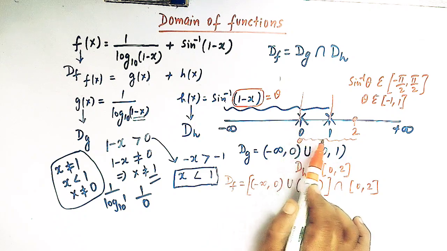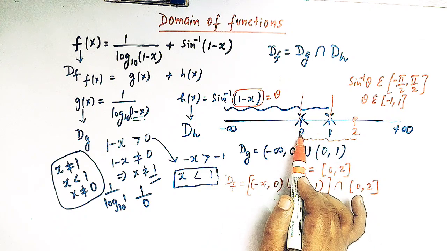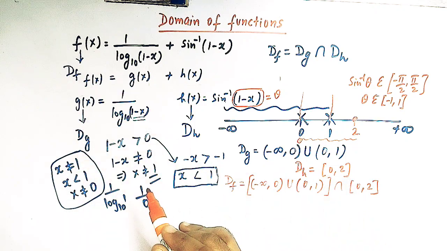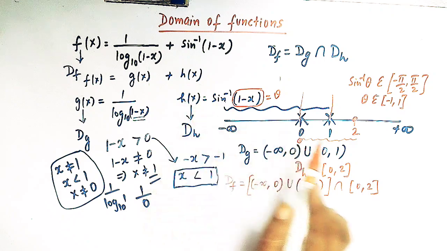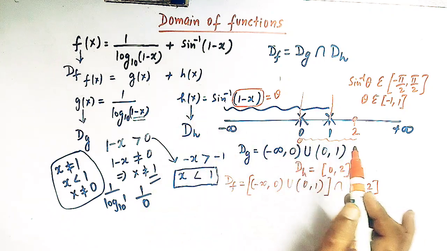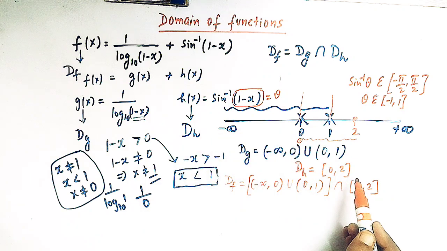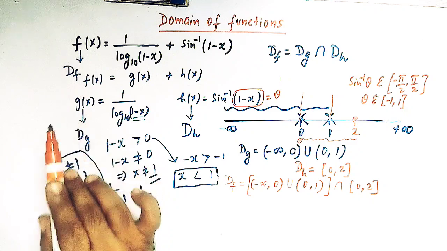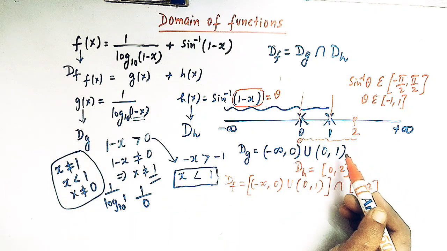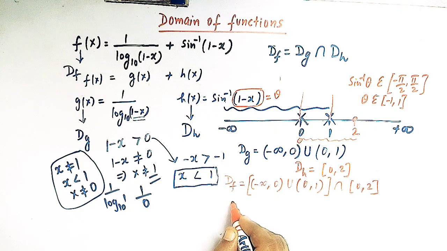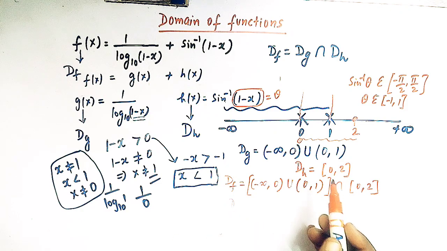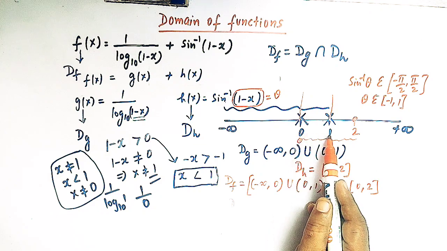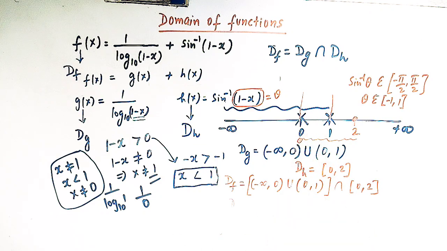But here we have to note that 0 is not included in the domain of g of x, but 0 is included in the domain of h of x. So we have to discard this 0. Right, and similarly 1 is included in the domain of h of x, but it is not included in the domain of g of x. So we have to also discard 1. So we have to take only those values of x which lie in the interval from 0 to 1, and it is open at both ends.